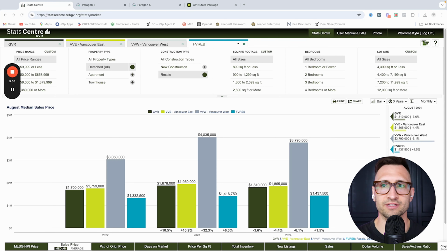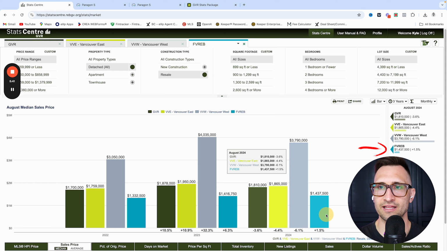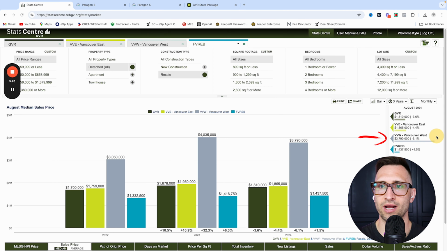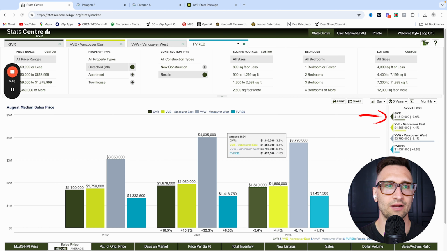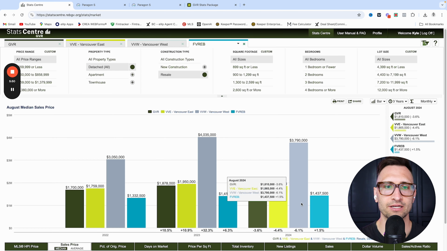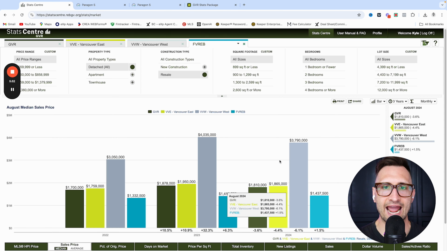So what we're going to do here, I'm going to bring up my screen, and you know the drill here. We have the last 3 years, and this is median price points. In the blue, this is the Fraser Valley region. The gray, Vancouver West. The yellow, Vancouver East. And green, the whole of Greater Vancouver. And what you can see here, pretty much from year to year, there's not really any change.